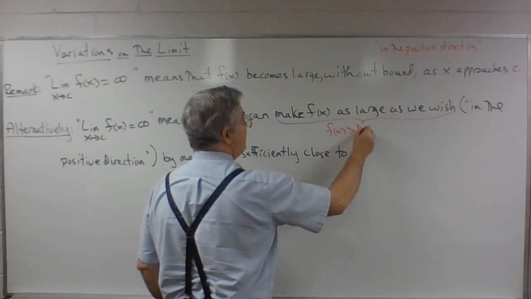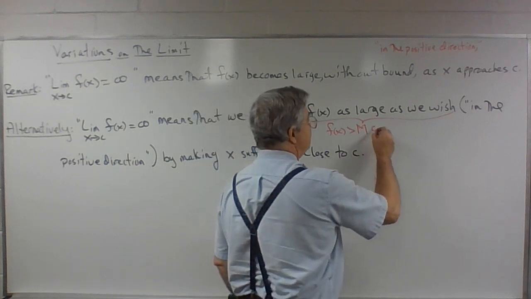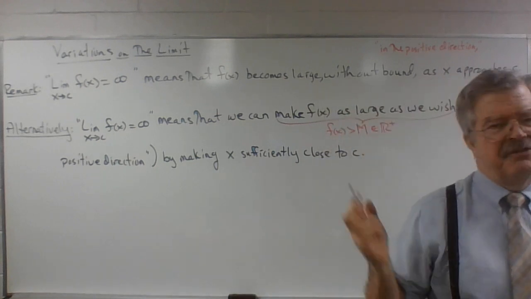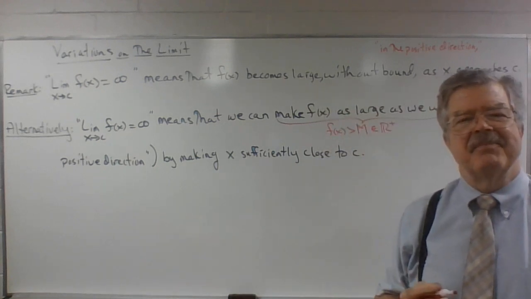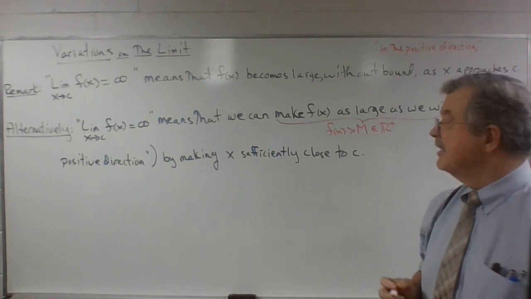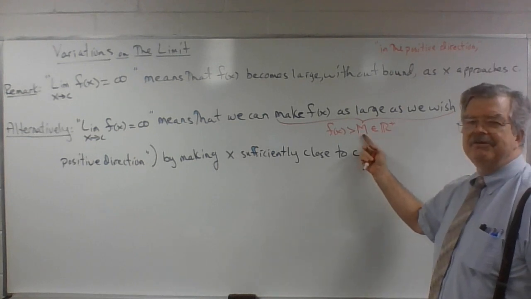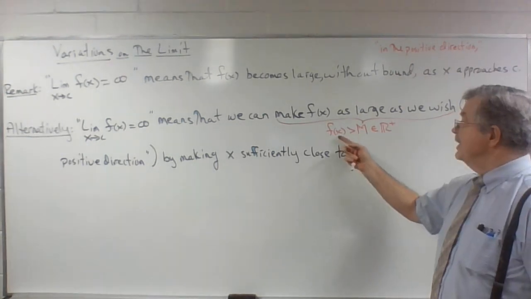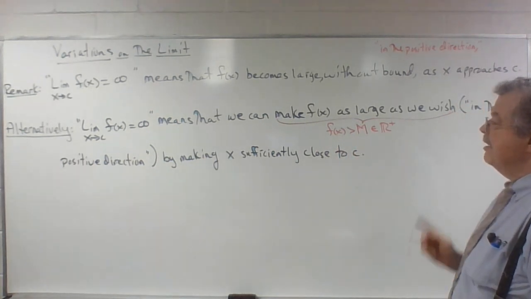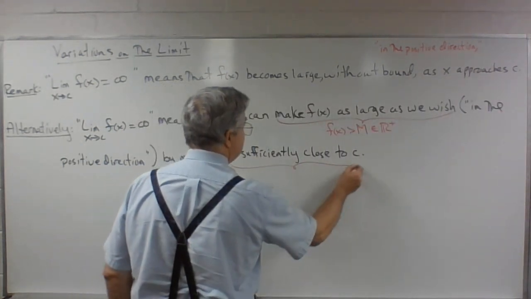f(x) > M for any positive real number M that we choose. Now, for this statement to have any meaning, M is going to have to be a large real number. Pick any real number that we want, as large as you can think of. We can make f(x) larger than that real number, provided that we make x sufficiently close to c.